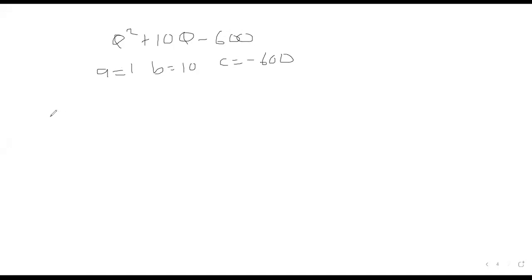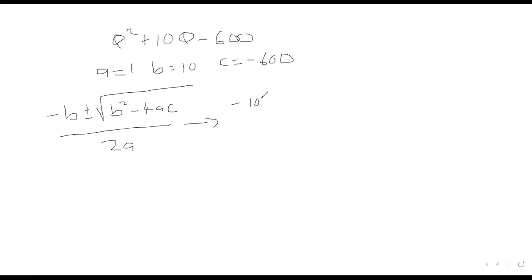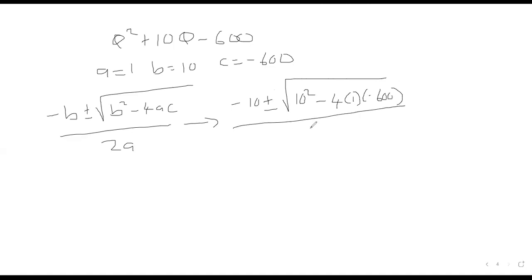600. All right, what's the general formula? Minus b plus or minus the square root of b squared minus 4ac, over 2a. So here, you have what? Minus 10 plus the square root of 10 squared, minus 4 times 1 times minus 600, over 2 times 1.